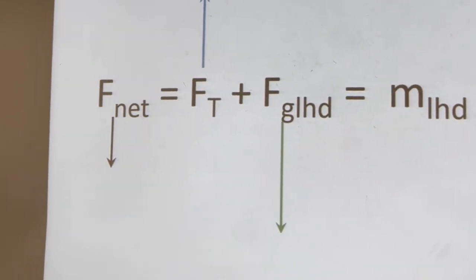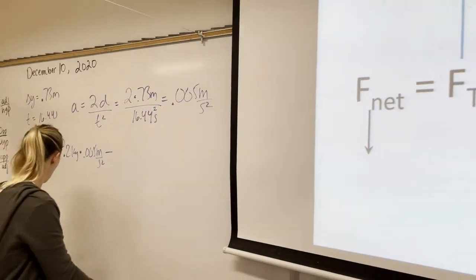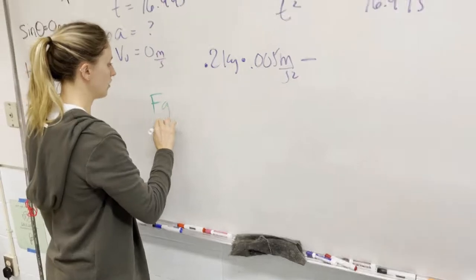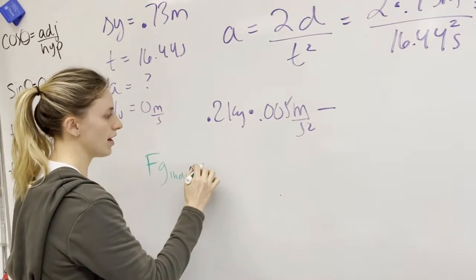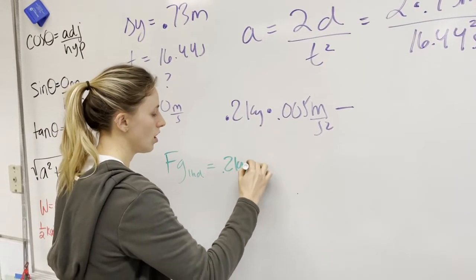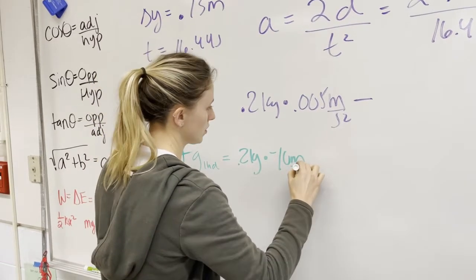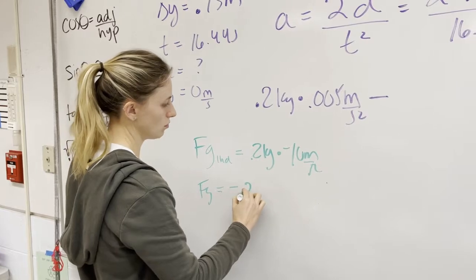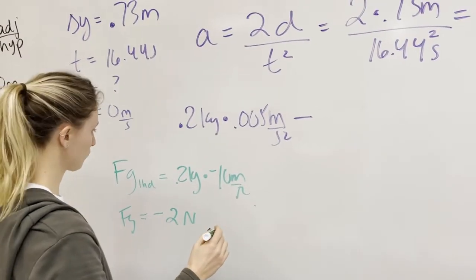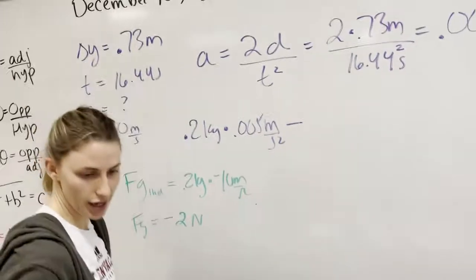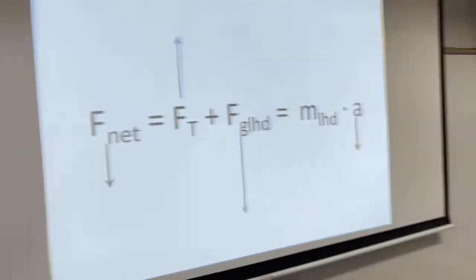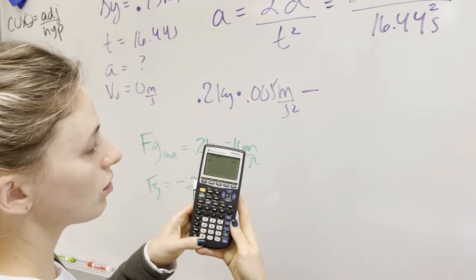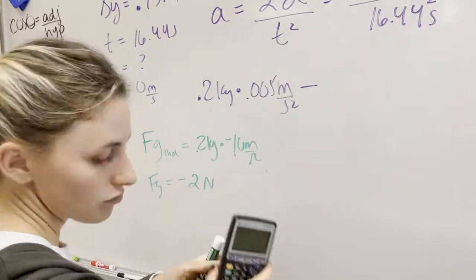So now, let's go ahead and calculate what that's going to be. The force of gravity on the hanging mass is going to be the mass, which is 0.2 kilograms, times, we'll just call it negative 10 meters per second squared. So the force of gravity is going to be negative 2 newtons. Let's also find the net force. That's the mass 0.2 times the acceleration 0.005. And I get 0.001.